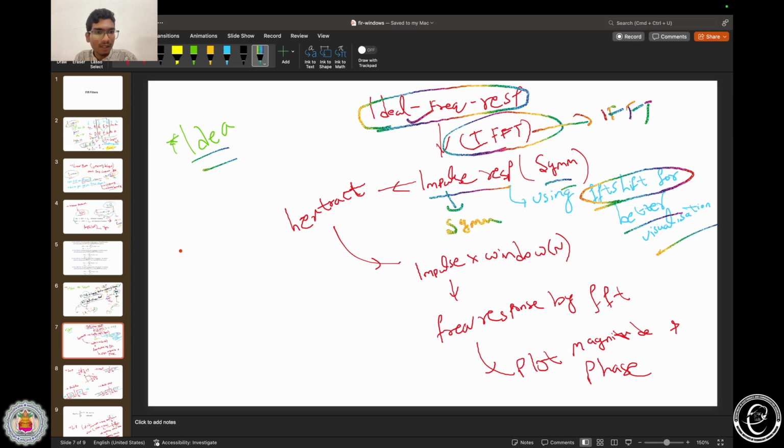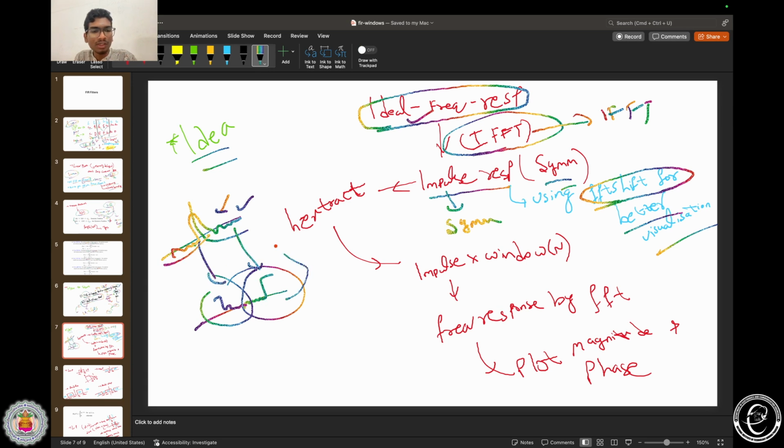Because if you don't use FFT shift, take this sinc wave. If you use FFT shift, this will be the output. If you don't use the FFT shift, the output will be like this: half part will be here, half part will be here. So we use FFT shift for better visualization.